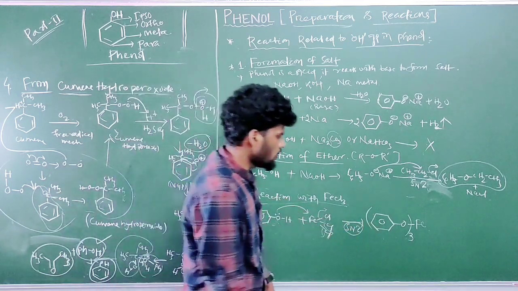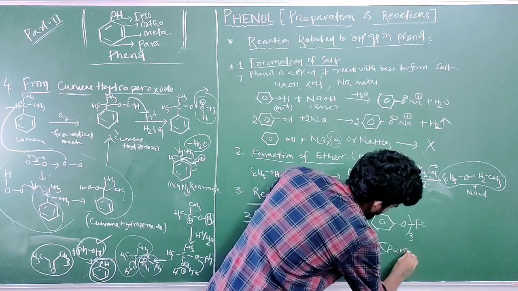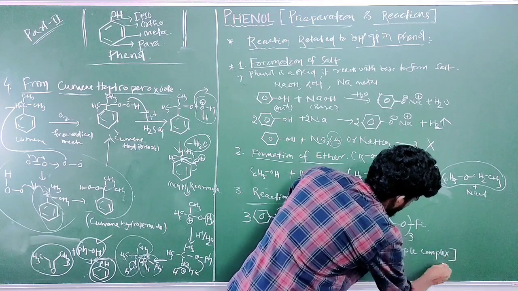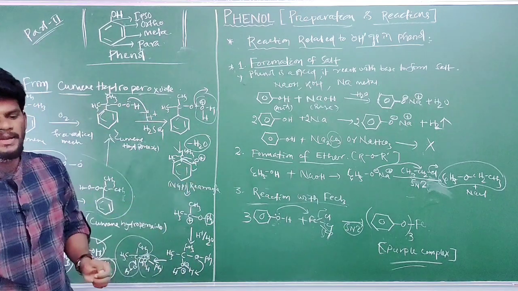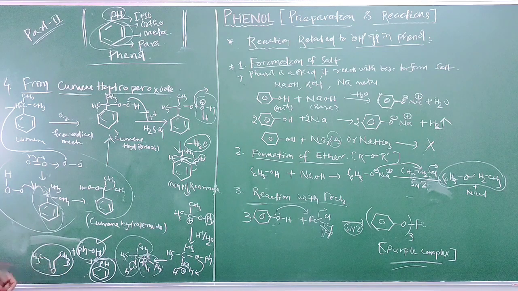This is a complex, and the color of the complex is purple. You can write purple complex. The complex which you will get is purple in color. These are the 3 types of reactions of the OH group of phenol. All of you take a screenshot on your mobile or note it down.